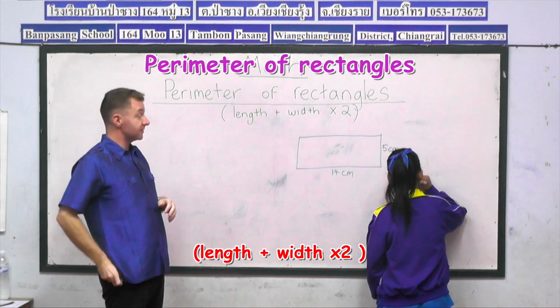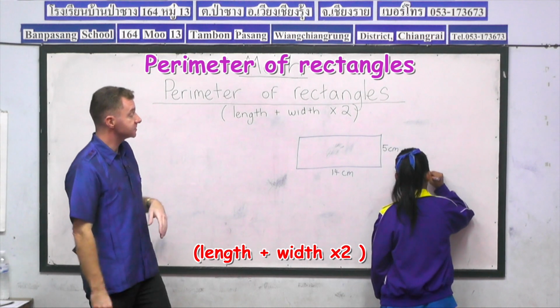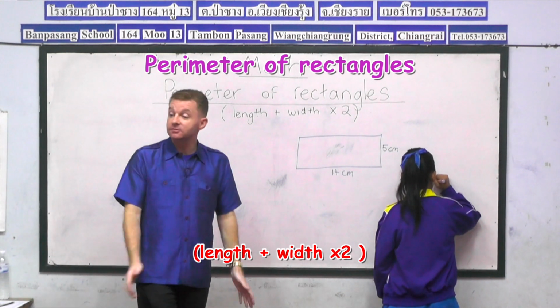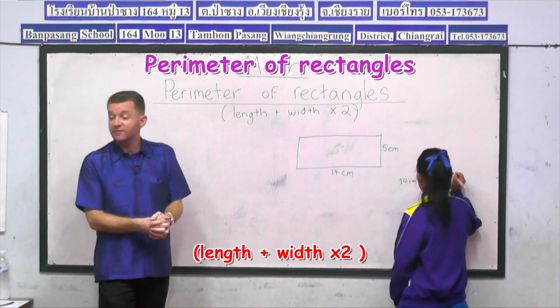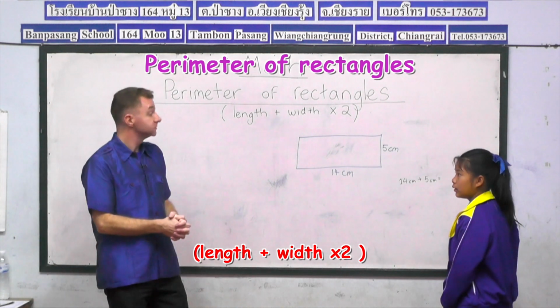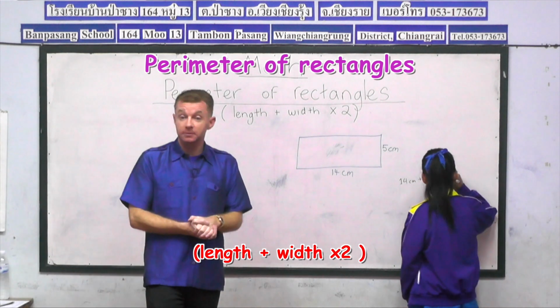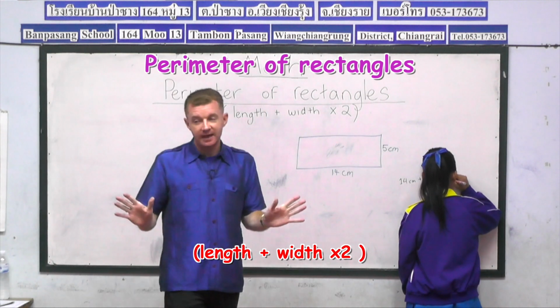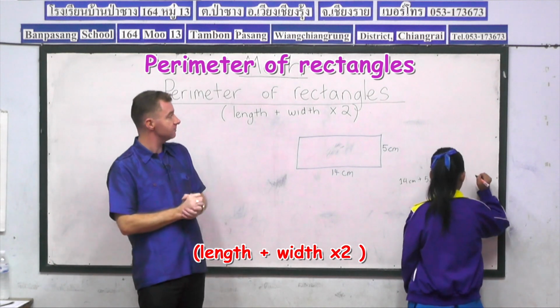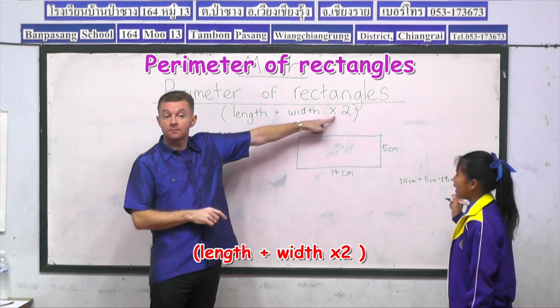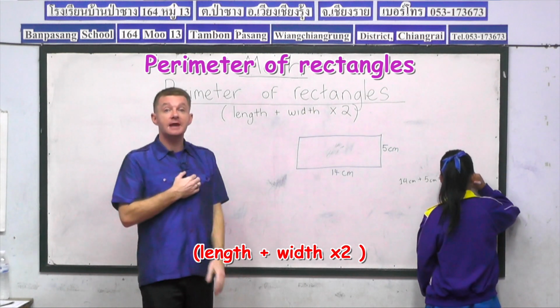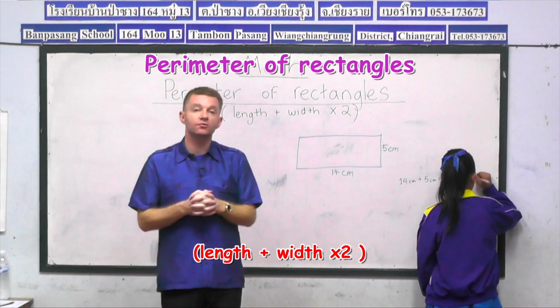14 centimeters plus 5 centimeters. What's 14 plus 5, guys? Equals 19 centimeters, correct. But we're not finished yet. What do we need to do with 19 centimeters? Times it by 2. And then that will give us the total of all four sides.